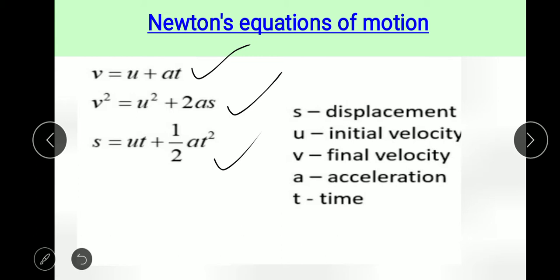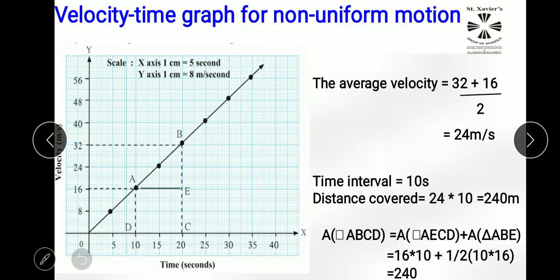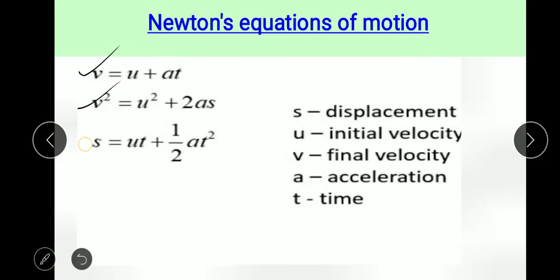Here, students, s is displacement, u is the initial velocity, v is the final velocity, a is the acceleration, and t is the time. So basically you have to learn these three equations by heart. These are the three equations of motion given by Newton. These are famous as Newton's equations of motion, students. Now I'll give the proof of how these formulas are derived with the help of graph.